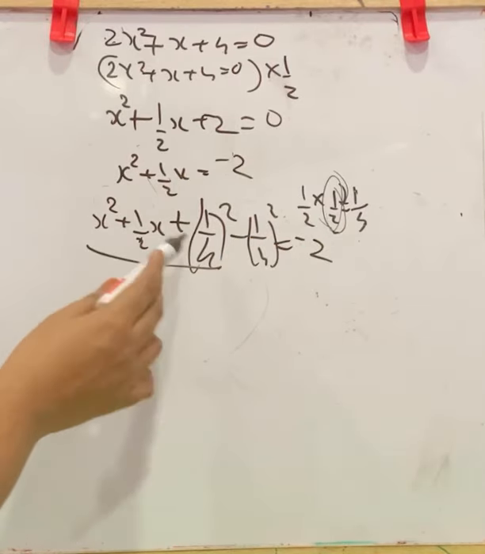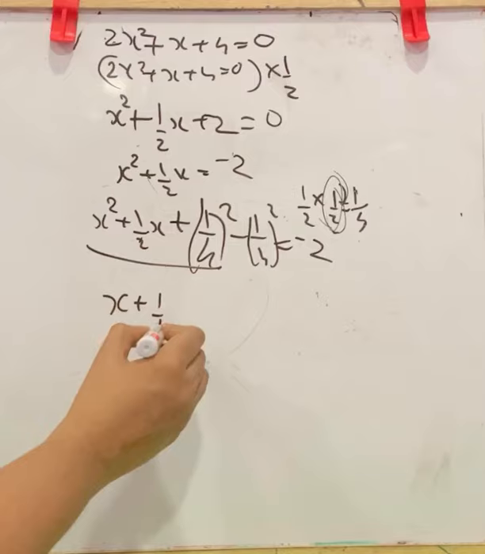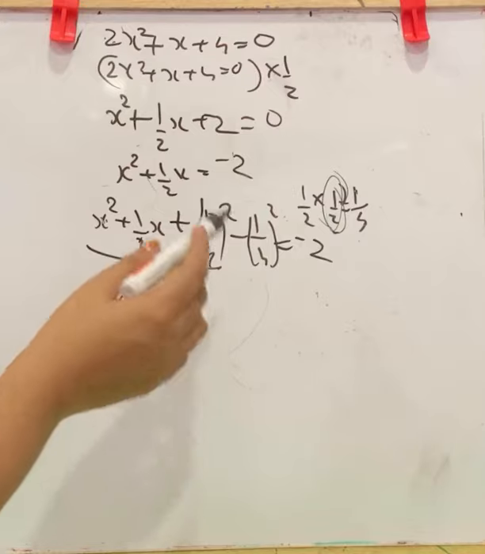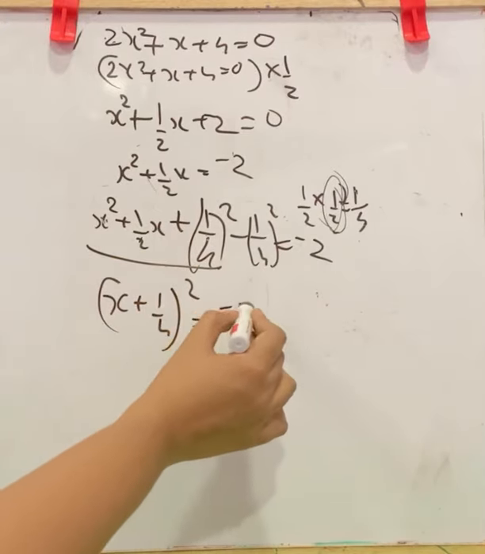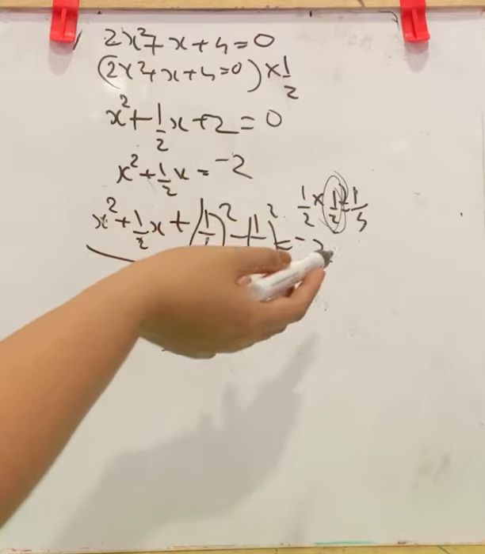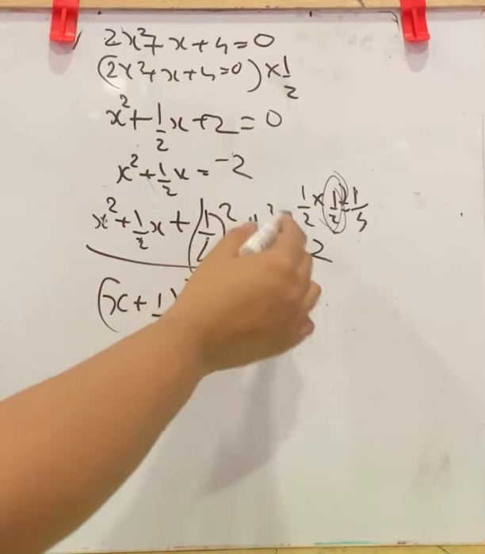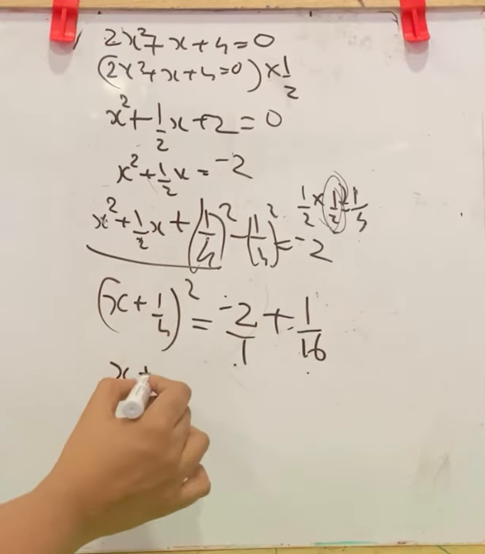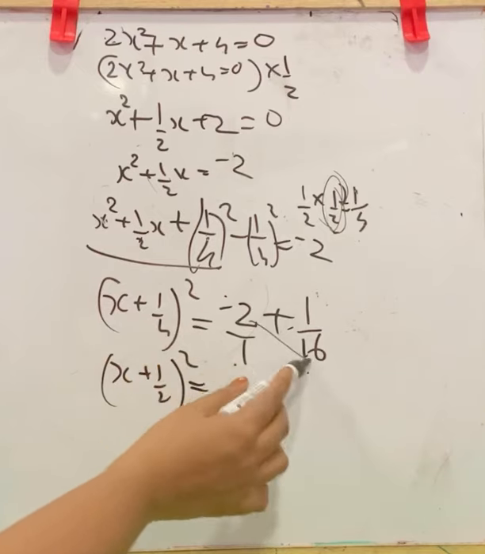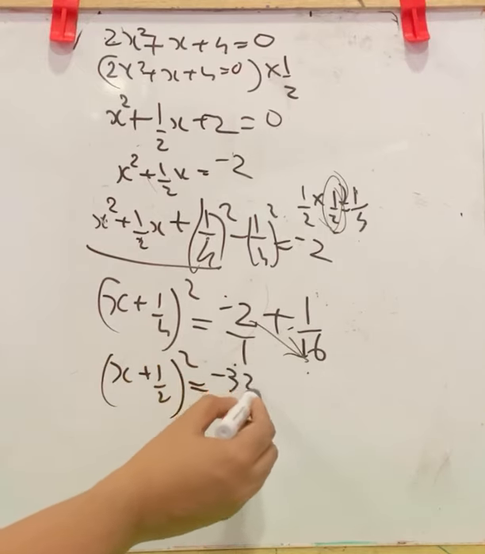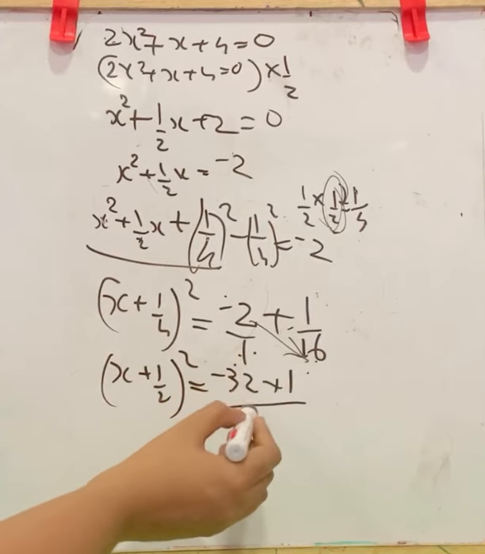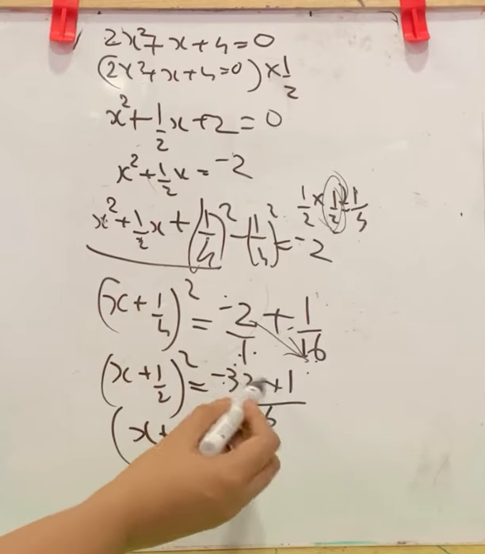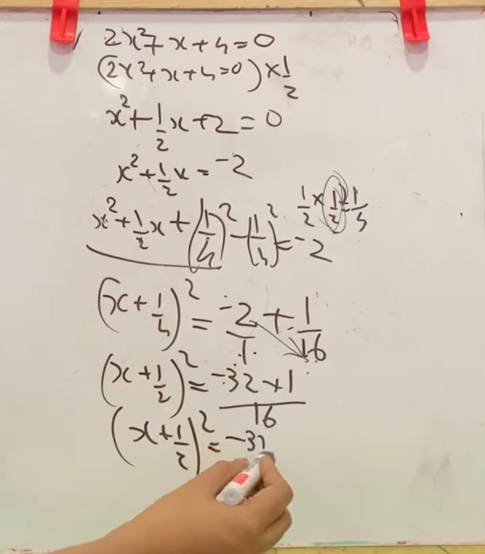This is the identity x plus y whole square, and we can write it as x plus 1 by 4 whole square. This is x and this is y. Now we have minus 1 by 4 whole square there. Taking it to RHS, we have minus 2 in RHS, minus 1 by 4 whole square. Taken to RHS, it becomes plus. 1 square is 1, 4 square is 16. Now cross multiply this. x plus 1 by 4 whole square equal to minus 2 into 16 is minus 32, plus 1 ones are 1, by 16, so x plus 1 by 4 whole square equals minus 32 plus 1, minus 31 by 16.